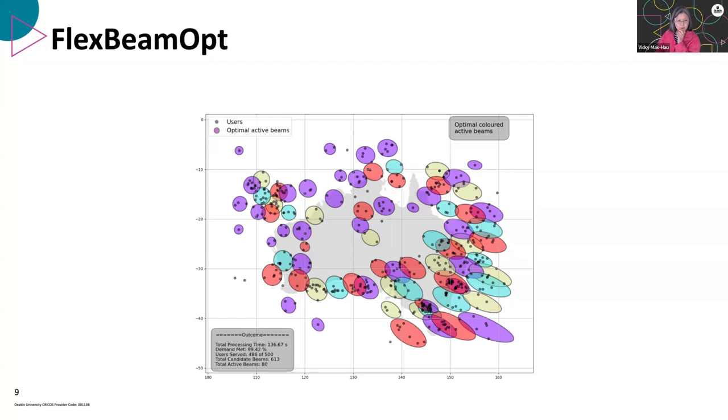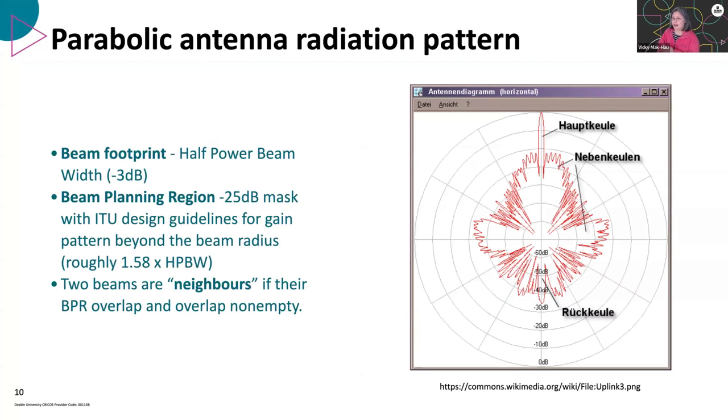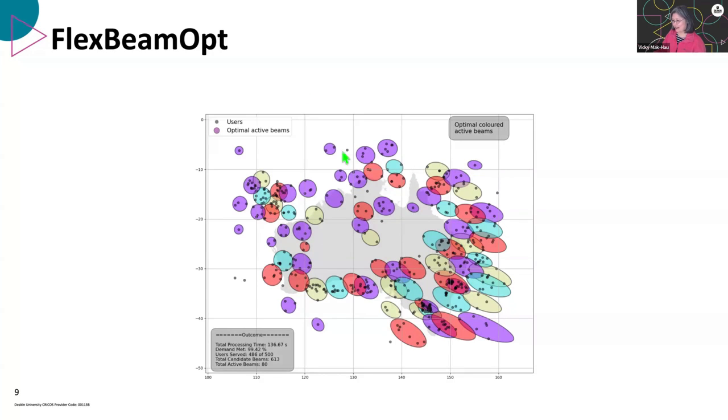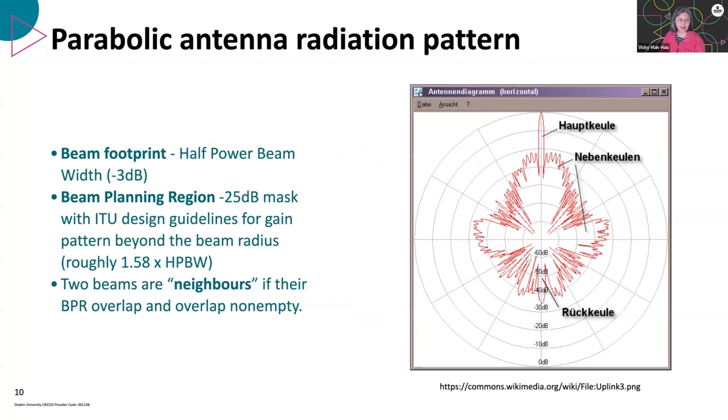I sort of have something else I wanted to say about this. Anyway, about beam footprints. It's not like we have a real border for the beam footprints, but these borders are the minus 3 dB mask. They call it the half power beam width.